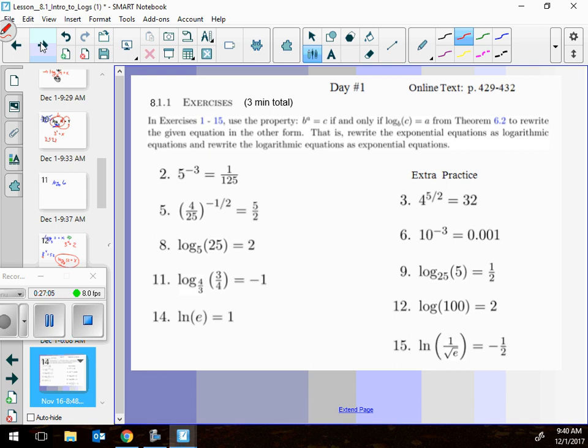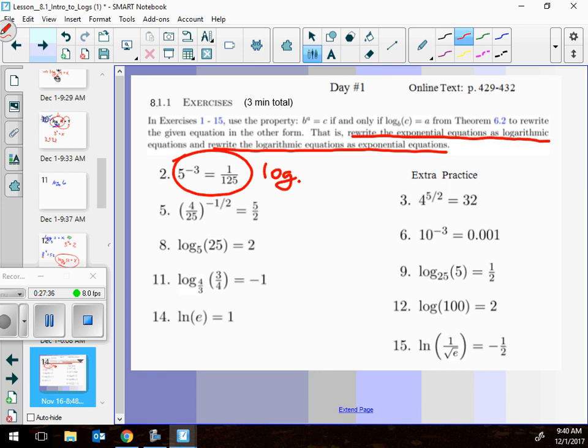All right. So this is your first page of your homework. And what they're asking you to do is rewrite the exponential equations as logs and rewrite the logs as exponents. That's exactly what I was just asking you to practice. It's just some of these look more complicated. So here's one. Can you make a log for it? Log base what? Base 5 of what? 1 over 125 is equal to -3.